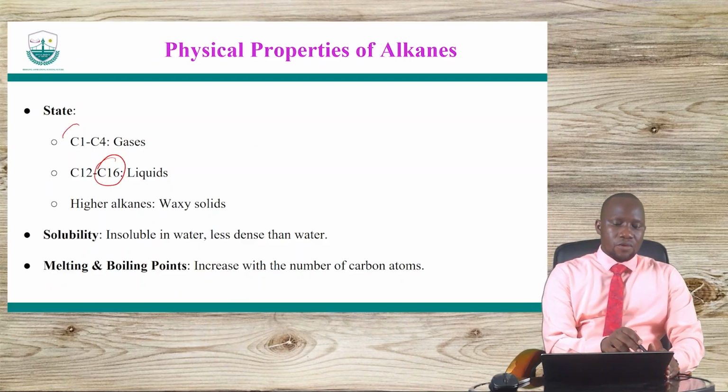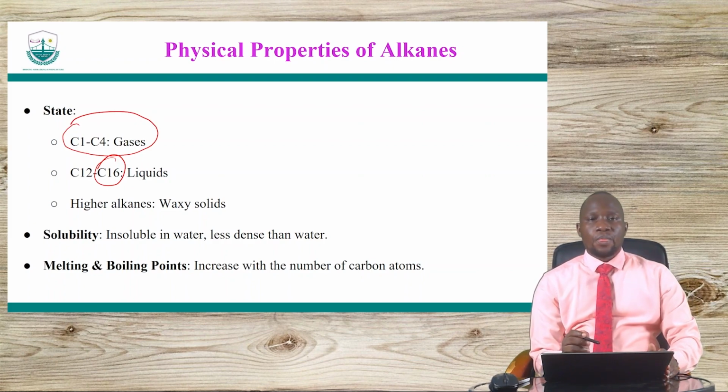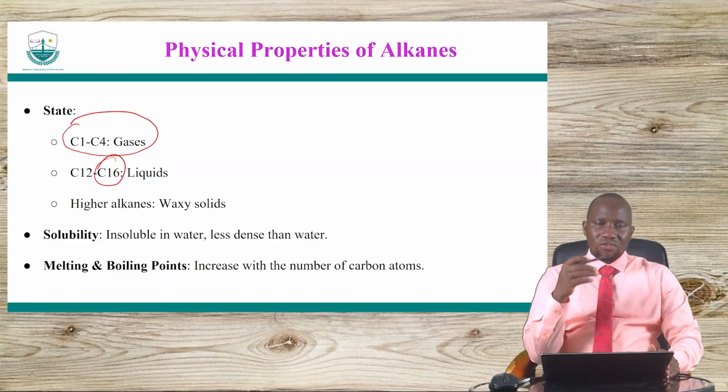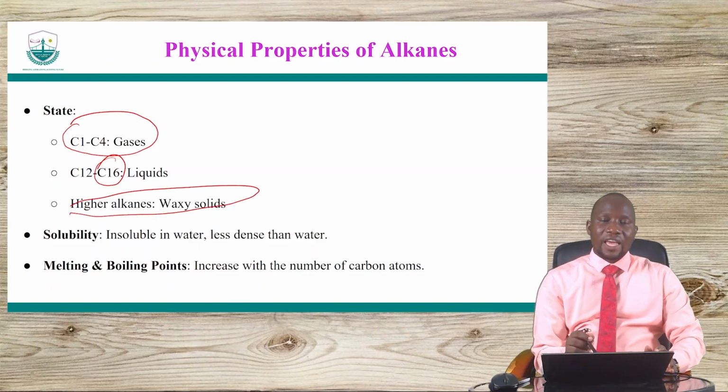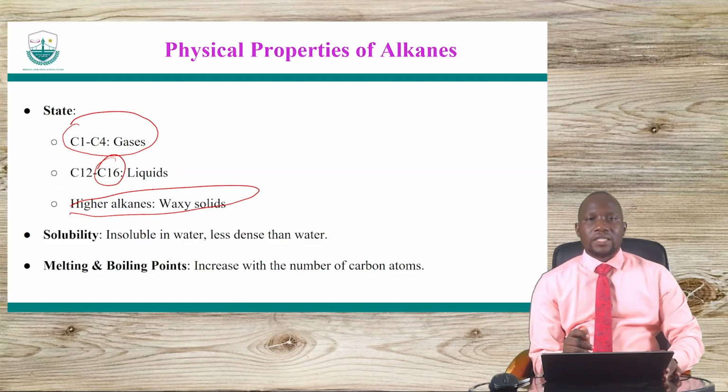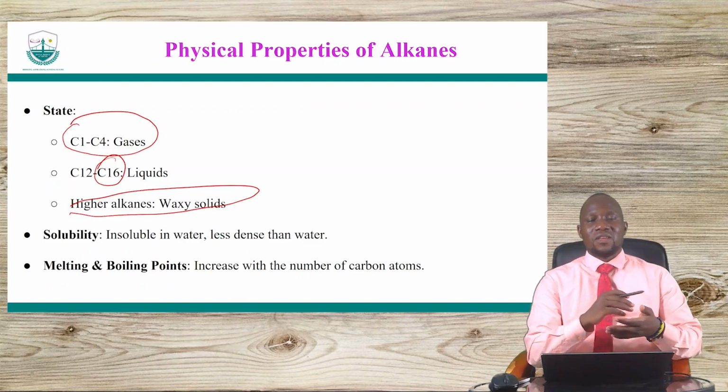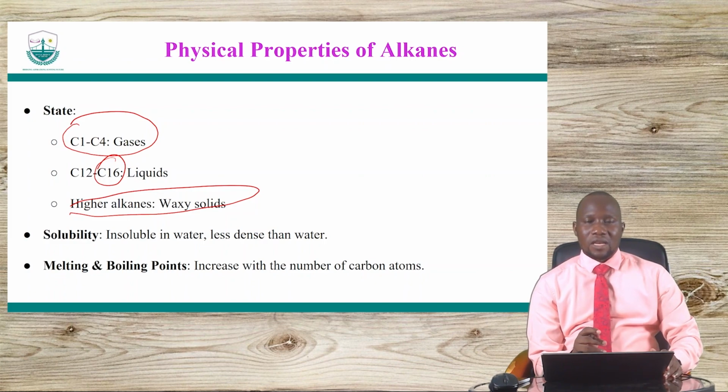So the first 4 alkanes are gases, but after that you have liquids. Okay, after that you have liquids, and then you have those that are more than 16 carbon atoms. The ones we are calling the higher alkanes, they are actually waxy solids, right? Waxy solids. So alkanes can be extremely very long with many number of carbon atoms. They are generally not soluble in water and also less dense than water.